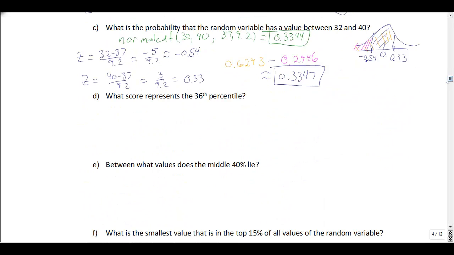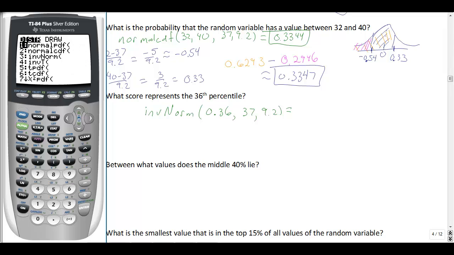Next one. What score represents the 36th percentile? So first off, we're going to do the calculator method, which is probably what I would do. What I can do is just do an invert norm. I want the 36th percentile, so I put in 0.36. And then I do the mean and then the standard deviation. So mean was 37, standard deviation is 9.2, and this will just spit out my answer.